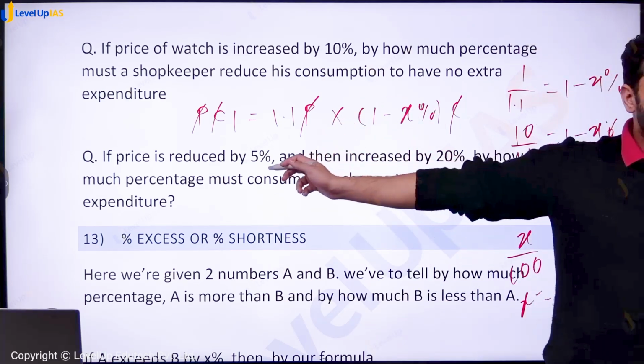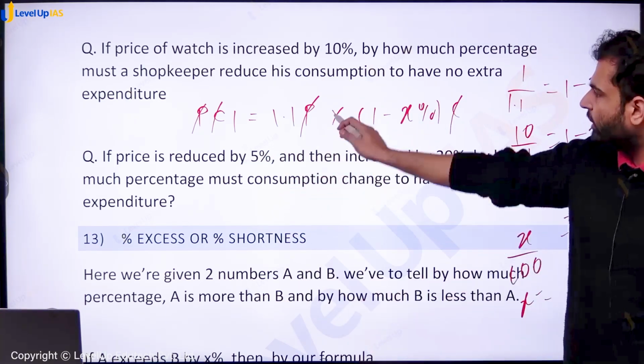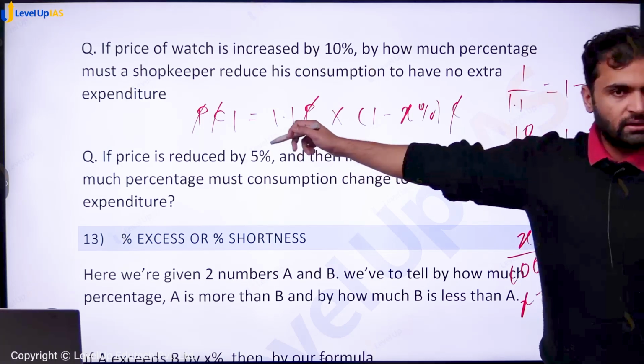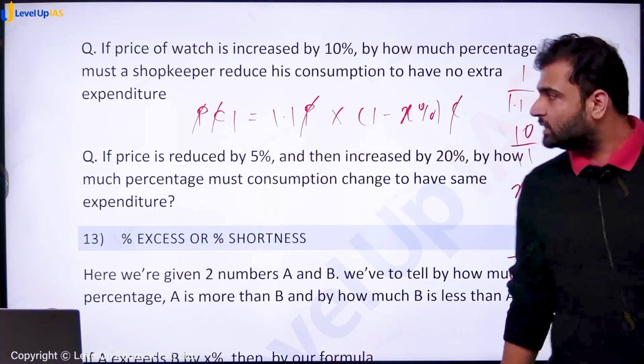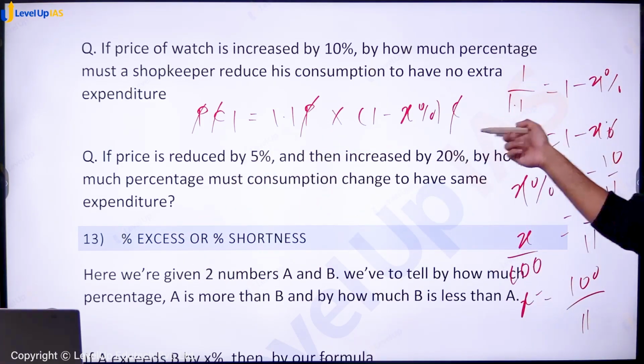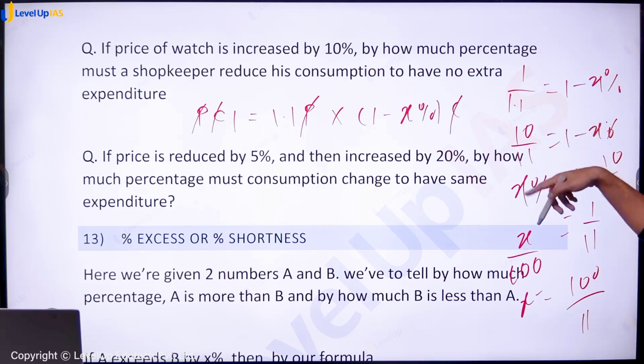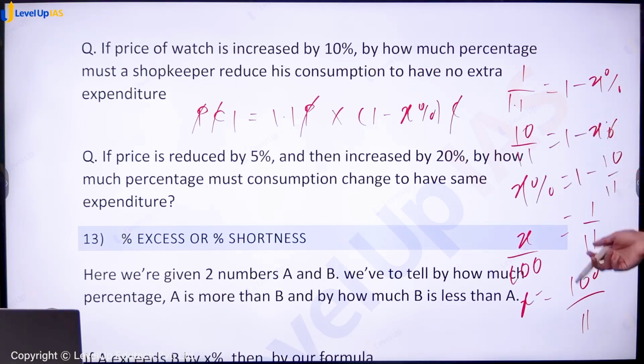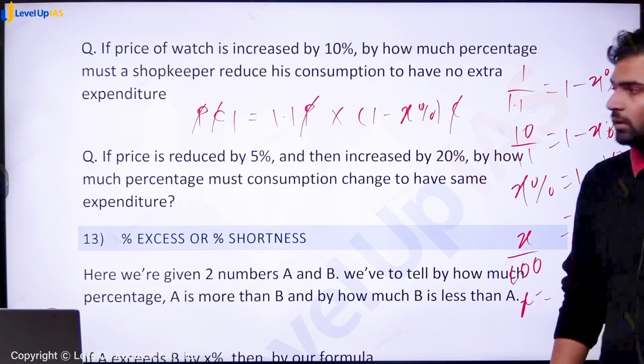This is just one equation, one unknown. 1.1 here is in multiplication, so I can take it to the left hand side as a division. We have 1 by 1.1 is equal to 1 minus X%. 1 by 1.1 is 10 by 11. So X% is 1 minus 10 by 11, simplifying, which is 1 by 11. And X% is X by 100. X is therefore equal to 100 by 11.